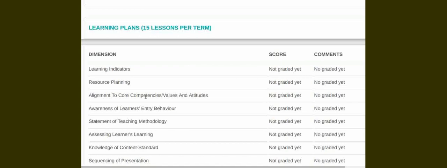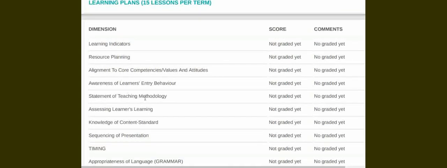Now the second aspect is the resource planning. Resource planning simply means that you have to plan your teaching and learning materials, the apparatus, the accoutrements, the materials that are going to assist you, that are going to help you to deliver your lesson and bring learning to the doorsteps of your learners. You bring the teaching and learning process to the doorsteps of your learners. So that's what we call the resource planning.